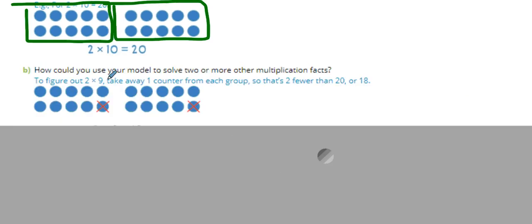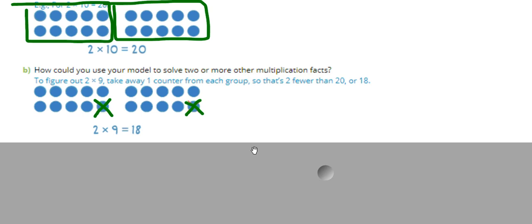All right, so it said, how could you use your model to solve 2 or more other multiplication facts? So they want to figure out 2 times 9. Well, they already know 2 times 10 is 20. So to make 2 groups of 9, they're just Xing out 1 in each group. So now it's 2 groups of 9. Instead of counting them all up, you know it's 20 to start, you're just taking away 2, okay? So 20, take away 2 is, yeah, you got it, 18.